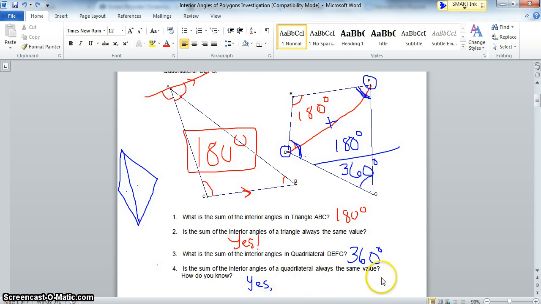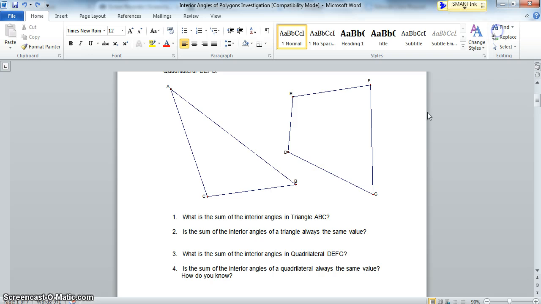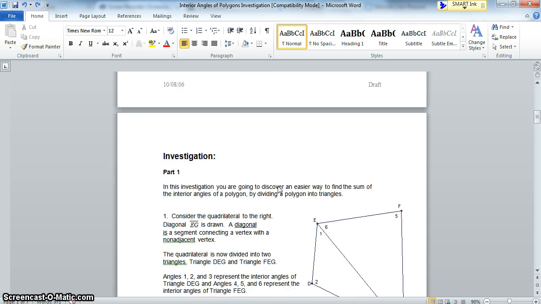Because when we draw in one diagonal, we always get two triangles made, and their sums are always 180. So yes, in a quadrilateral you get two triangles, so all these angles always add up to 2 times that 180, or 360 degrees. Okay, so that's going to be how this investigation works.